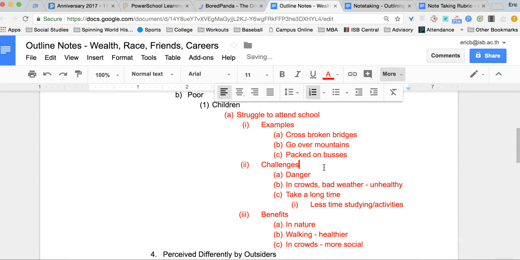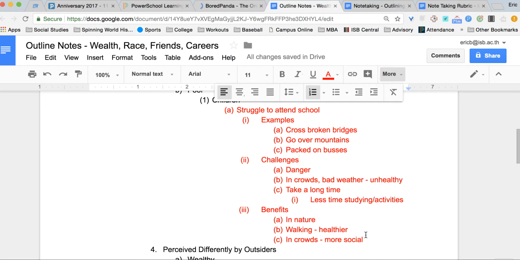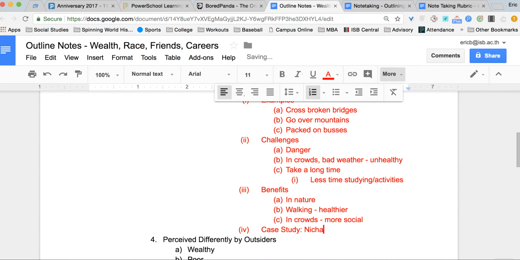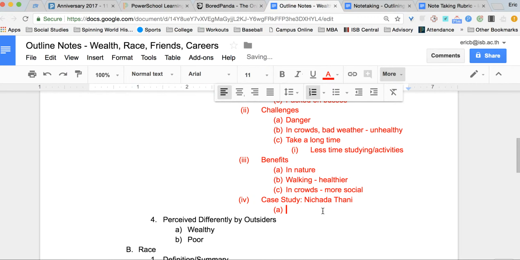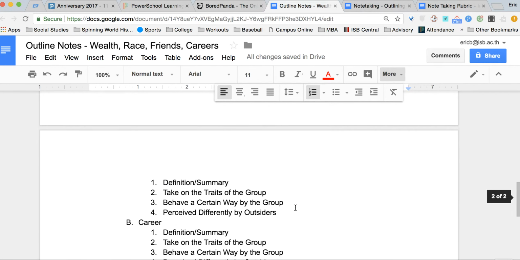Now I don't have any quotes here. I don't have any connection. Oh, I can make a connection. Okay, so case study: Nichidatani. So I could actually analyze Nichidatani, but it's no longer red. This is now going to be a new color, let's say green. I'm going to make down here green.